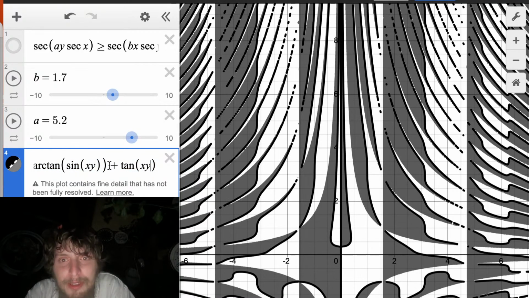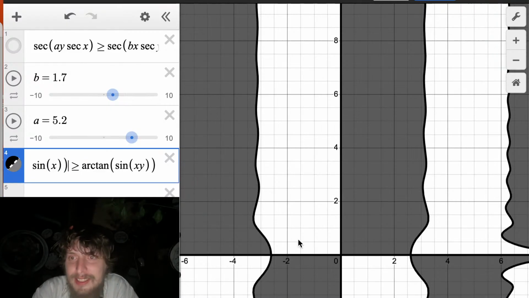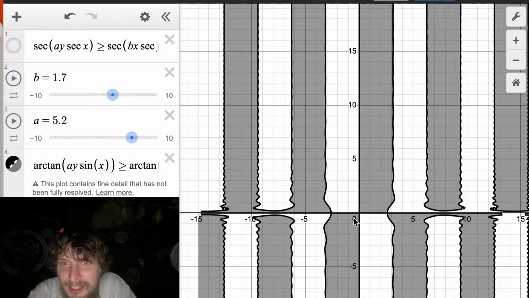Okay, I need to simplify this so we can just look at a little bit right here. I'm taking off the minus tans and seeing if we can still make this interesting.